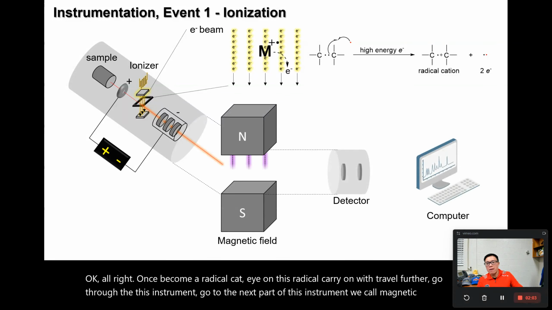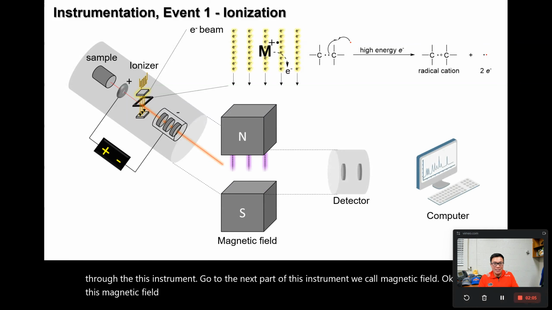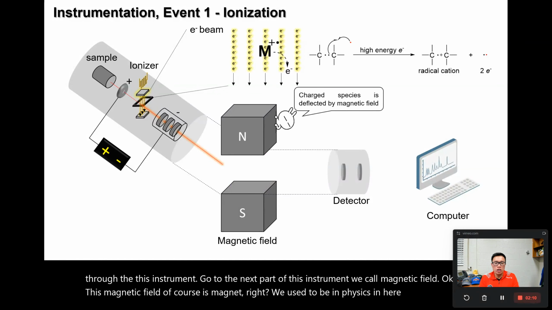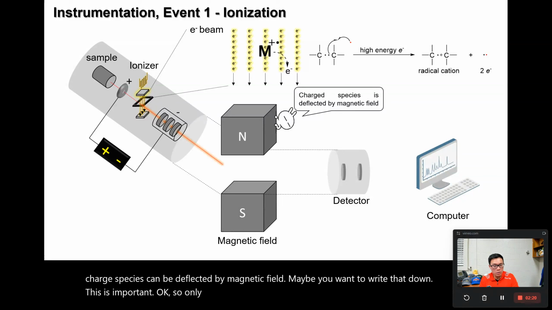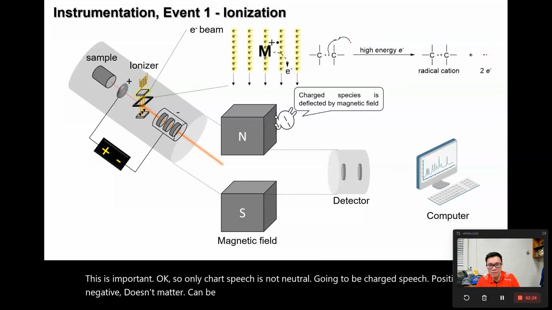This magnetic field, of course, is a magnet, right? We use a little bit of physics in here. Only charged species can be deflected by a magnetic field. Maybe you want to write that down. This is important. Only charged species, not neutral ones, whether positive or negative, it doesn't matter, can be deflected by a magnetic field. It changes the direction of where it travels.